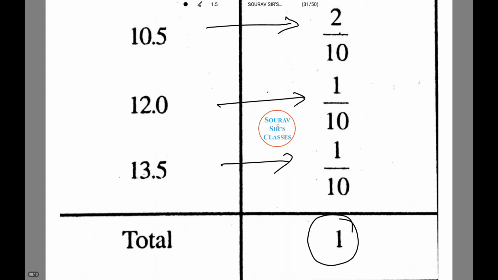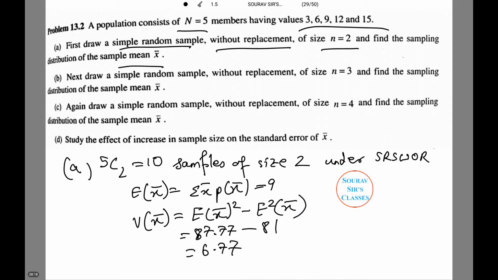Let's see what part B asks us. We have also calculated the expectation and variance of our obtained sampling distribution. Now let's see part B, and in that manner C and D will be done. I'll show you how to do part B.